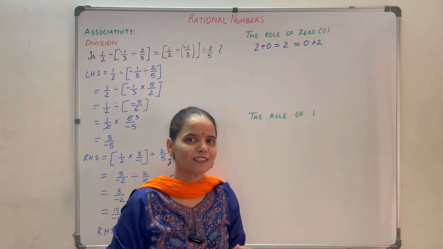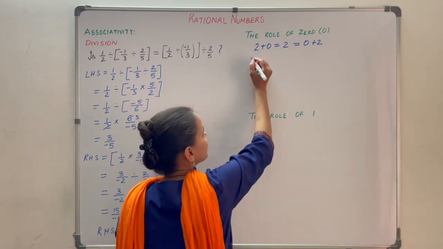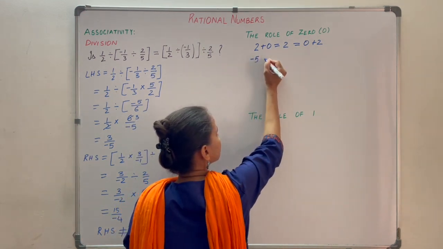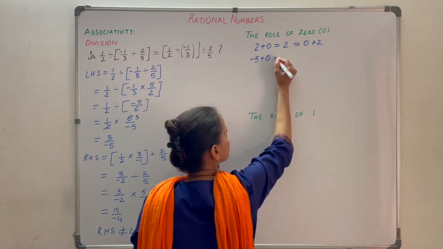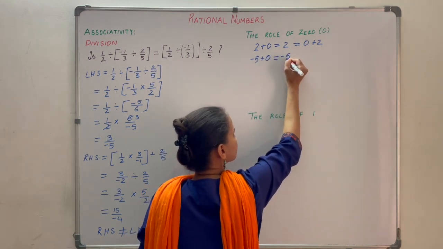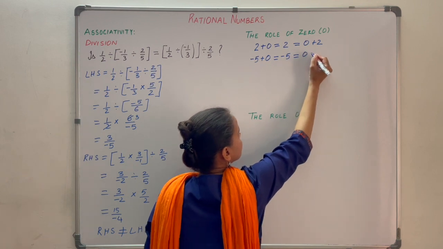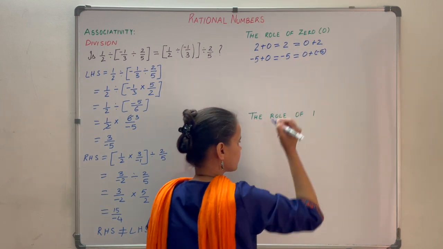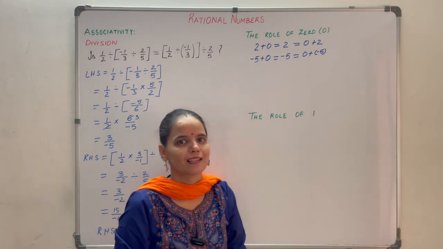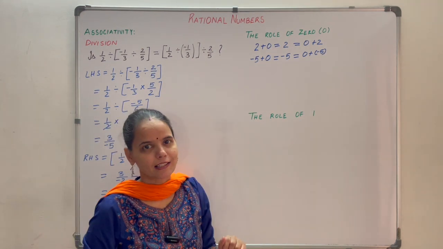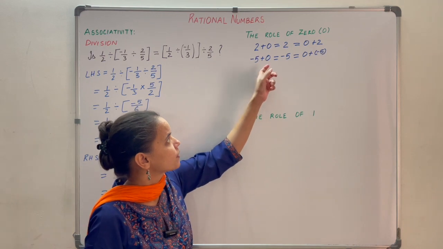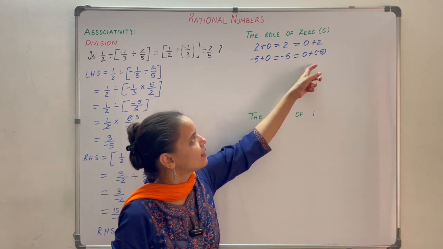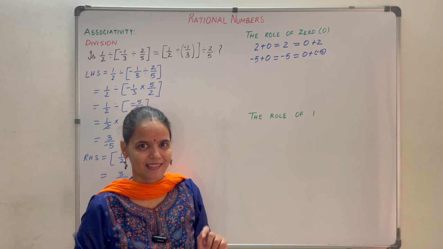Similarly for integers. Let us take one example. Suppose you have minus 5. You add 0 to it. So you get minus 5. Or you add minus 5 to 0. Again you will get minus 5. So for integers as well, 0 is the additive identity. You add 0 to any number or any number to 0, you get the same number.